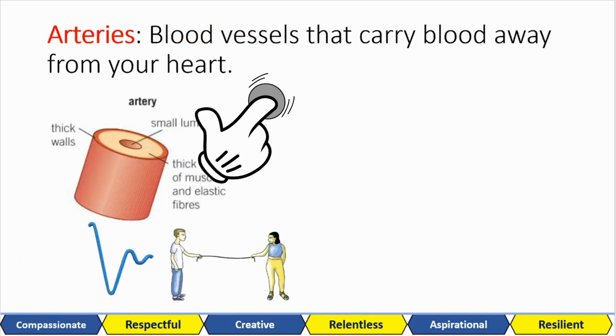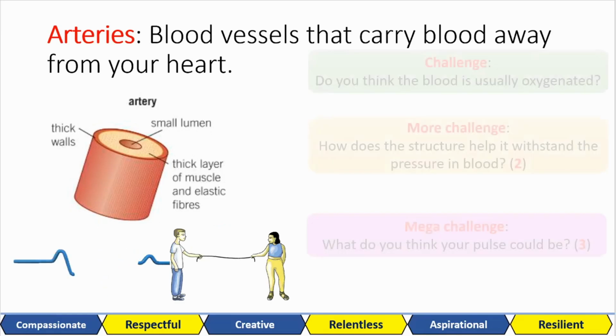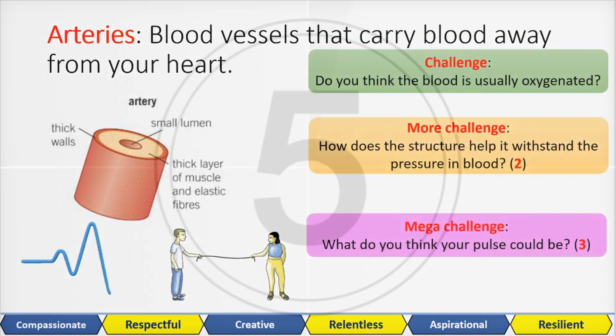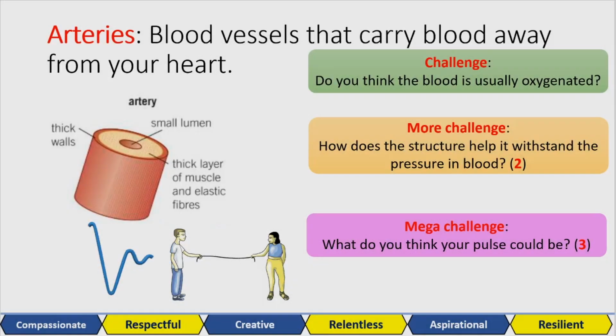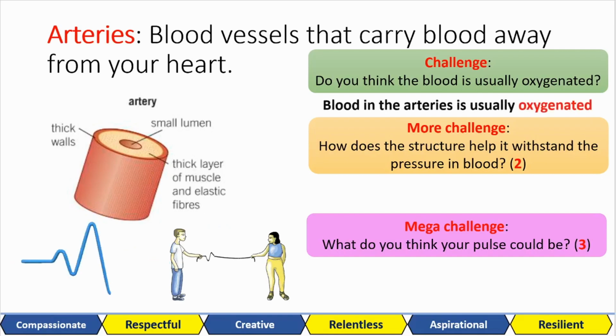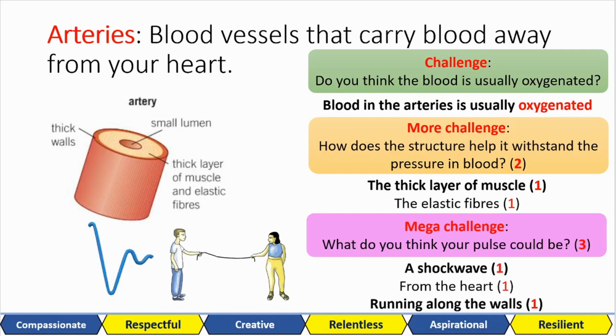Arteries carry blood away from your heart. I've got these images here to help you with these challenge questions. Do your thing. The blood in the arteries is usually oxygenated. I say usually because we'll see some exceptions soon. The thick layer of muscle and elastic fiber helps the arteries withstand the high pressure of blood. The bottom 2 pictures were there to help you clock that a pulse is a shock wave that starts in your heart and runs along the walls of your arteries.